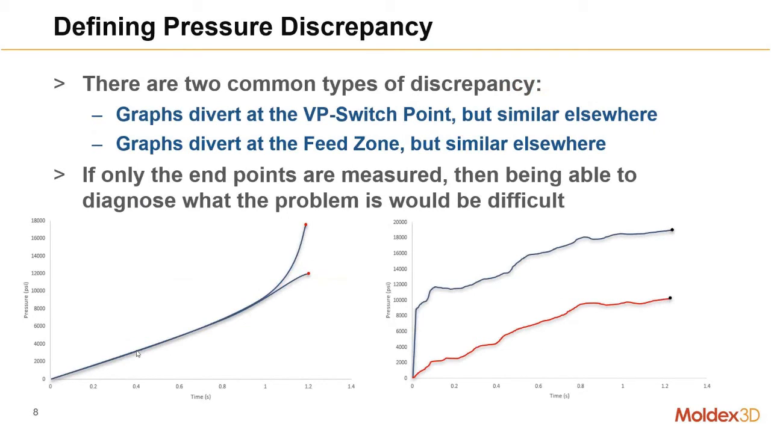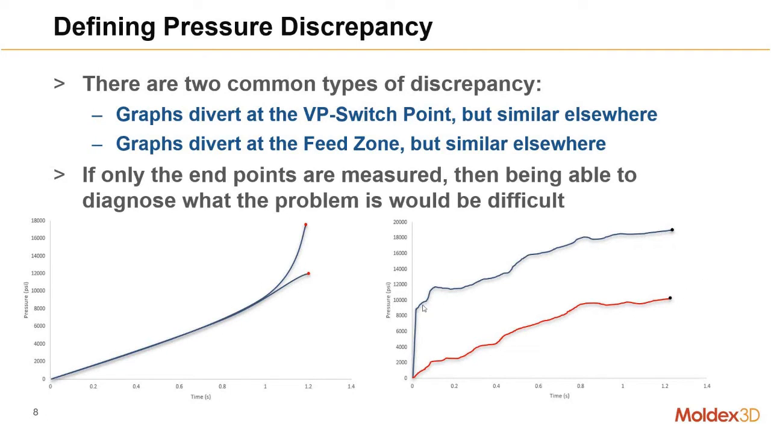Over here, the slope is exactly the same, and then it diverges right at the end, probably somewhere at the transfer position. This would tell me that the VP switch point is different between the simulation and reality, and that's what I would need to look at and correlate, to make sure that we're comparing apples to apples essentially.